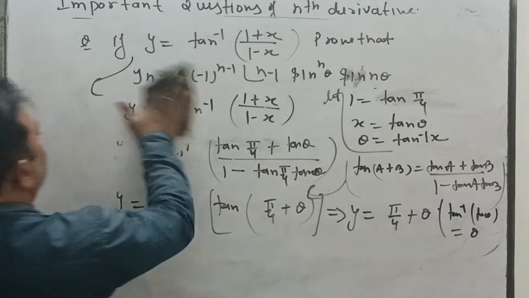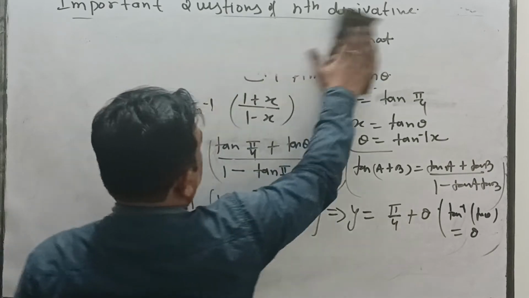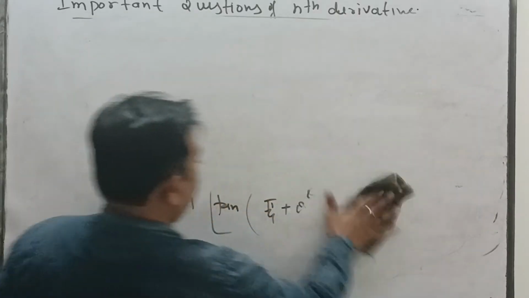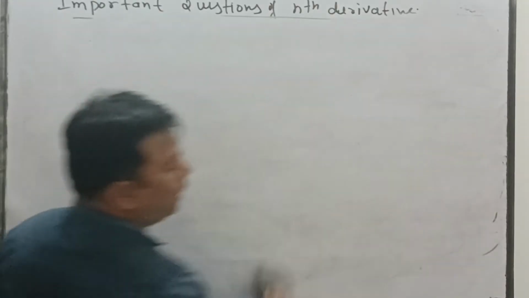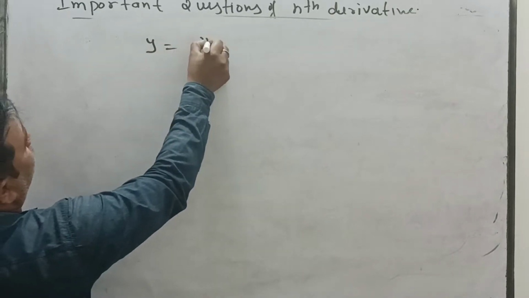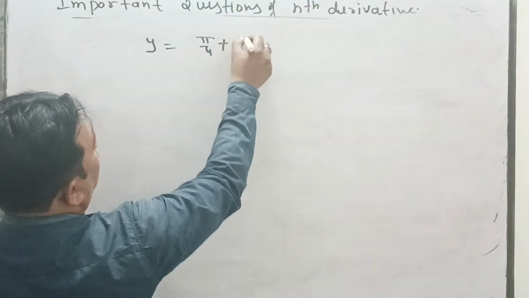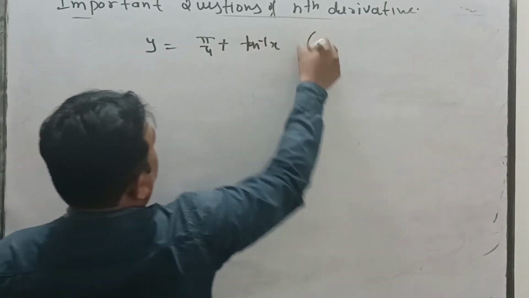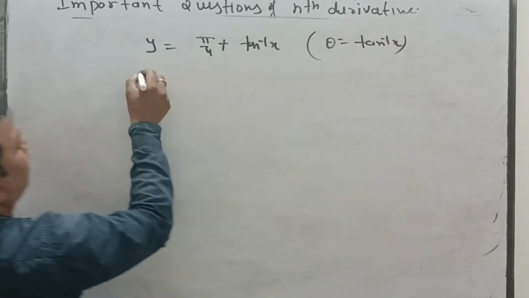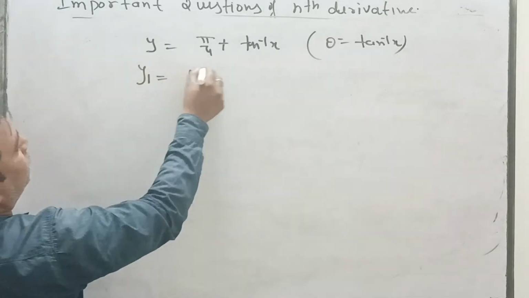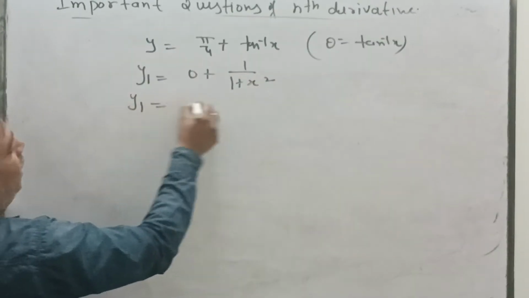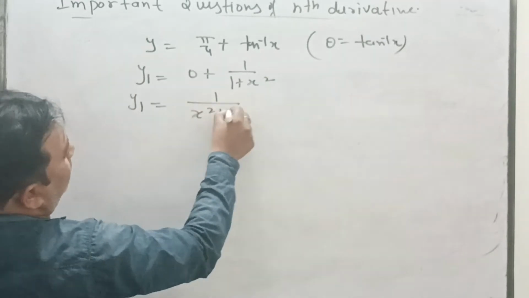Now y equals pi by 4 plus theta, where theta equals tan inverse of x. Now differentiating, y1 equals 1 upon (1 plus x square), that is y1 equals 1 upon (x square plus 1).